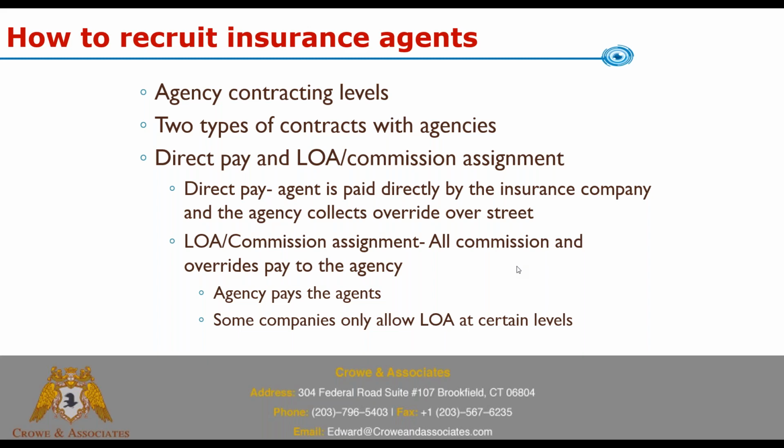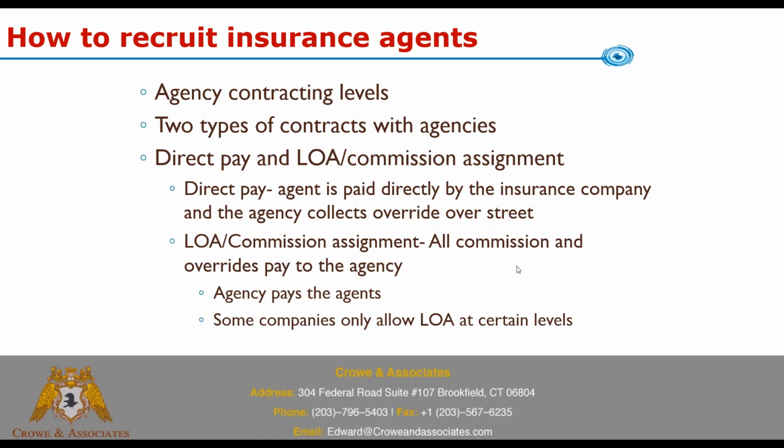Same thing happens. When you do the commission assignment, it's a form. That just means their commissions, when they write, are assigned to you or the agency. So it accomplishes the same thing, but it's just a difference with different companies of how you have to set it up. We can help you work through that, though.